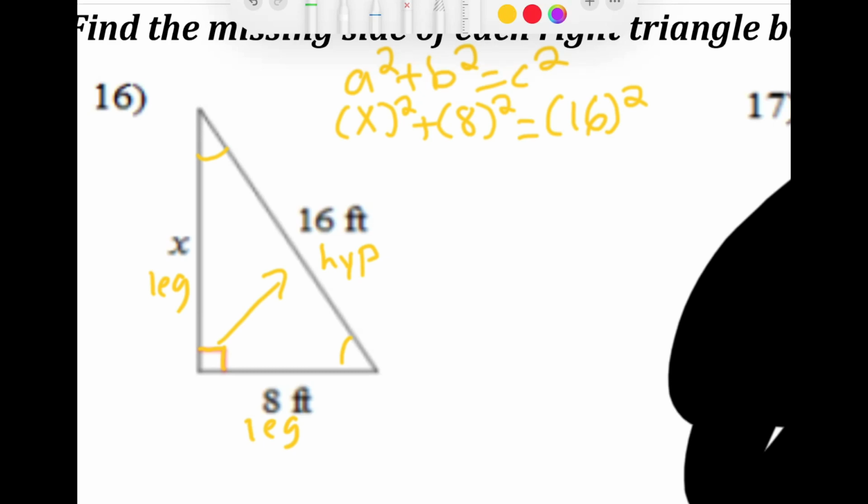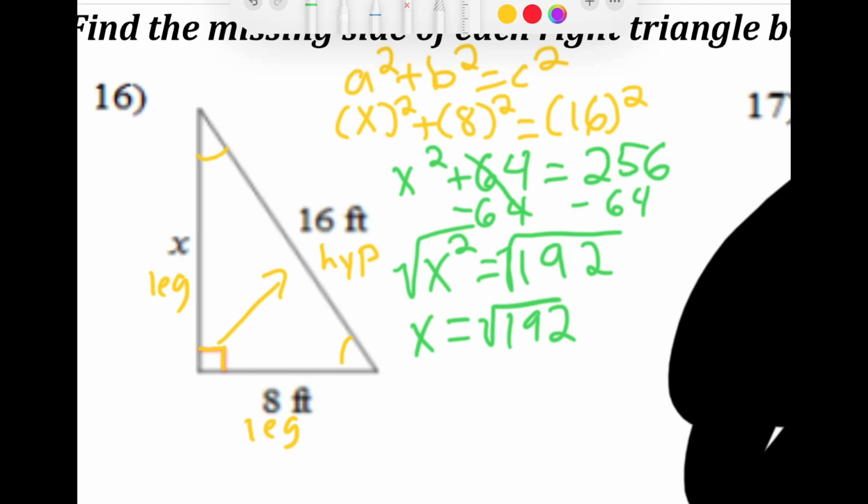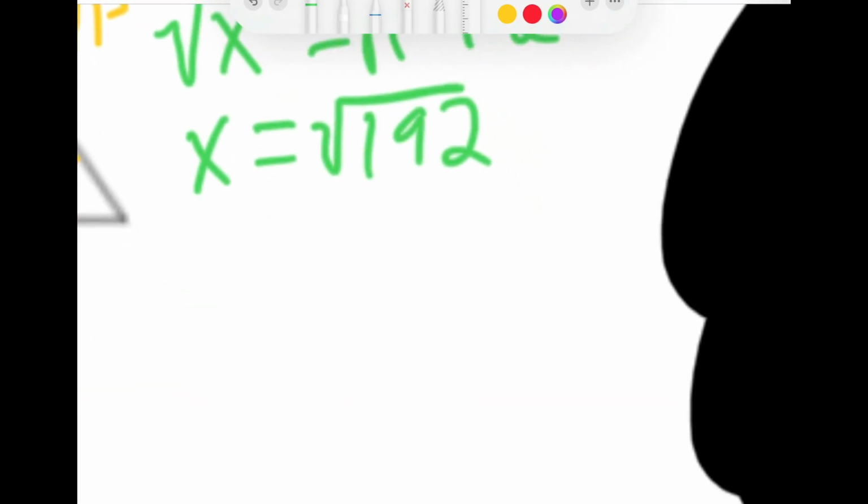And then we're going to simplify this. So we get x squared plus 64 equals 256. Subtract 64 on both sides. x squared equals 192. To get x by itself, we have to square root it. And in the directions, it does say leave your answer in the simplest radical form. So we have to simplify this radical. So we're going to factor 192.